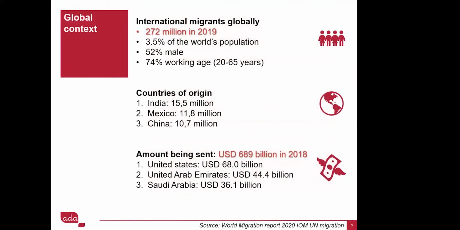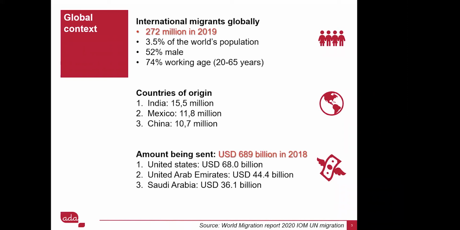So let's dive straight in and look at the global context of migrants and give you a couple of key data points. Internationally, in 2019 there were 272 million migrants, representing about 3.5% of the world's population. You can see about 52% are male, 74% are of working age. The majority of these migrants come from India, Mexico, and China. These are large countries, so it's understandable that they have large migrant populations.